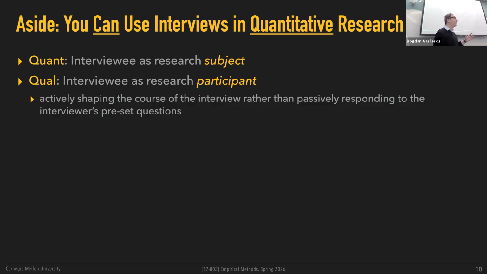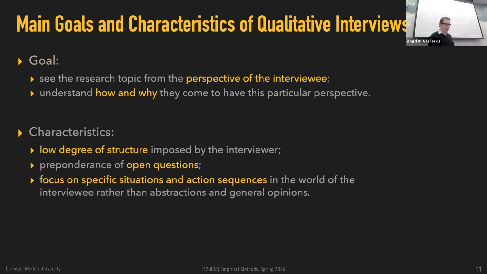Yeah, you're actively shaping the course of the interview. It's not a preset list of things that I ask you to respond to. So you're doing interviews primarily to understand some research topic from the perspective of your interviewees, and how and why they came to have that particular opinion. Right, we talked about this. It's usually semi-structured, usually open-ended questions.